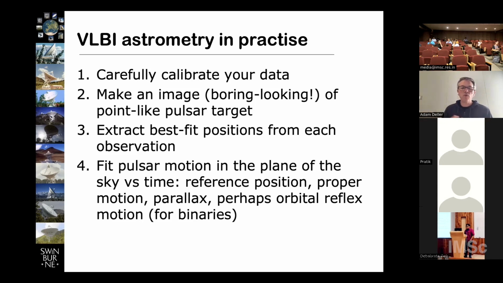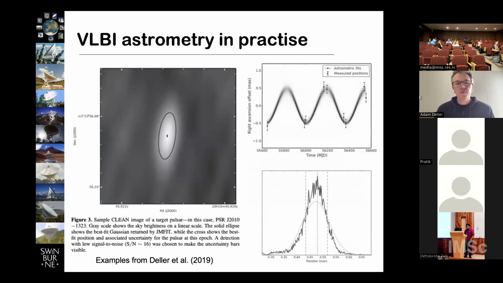So fit for a reference position, a proper motion, so a linear change with time of the position, and an annual geometric parallax, which is caused by the motion of the Earth around the sun and related to the distance of the source. And maybe for a binary, there might be orbital reflex motion that you need to model and take out as well.